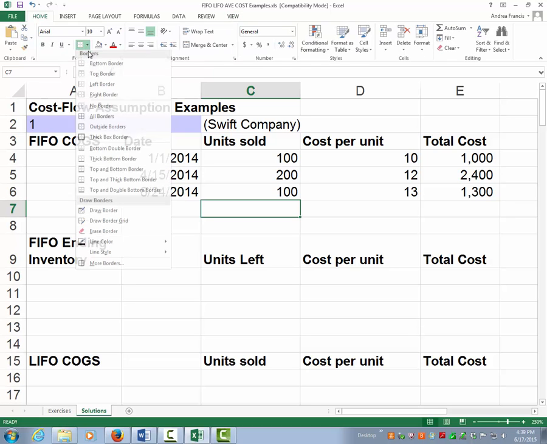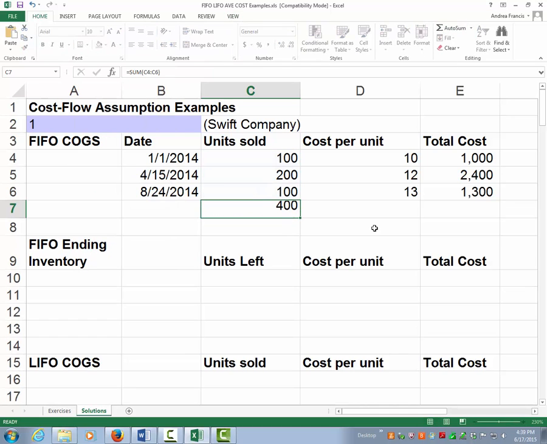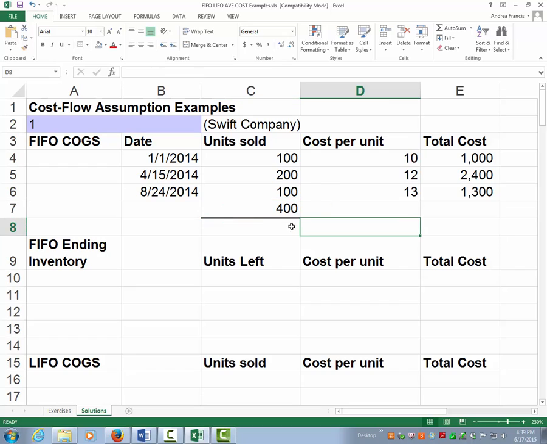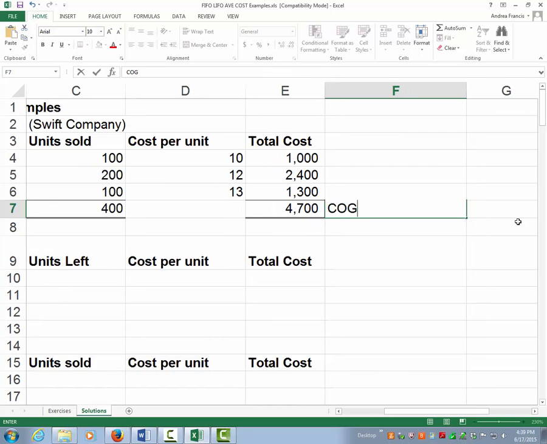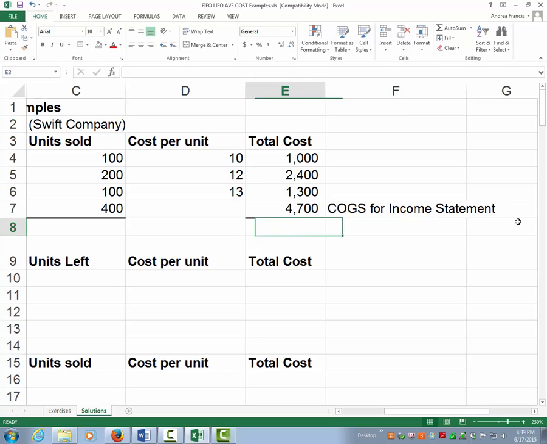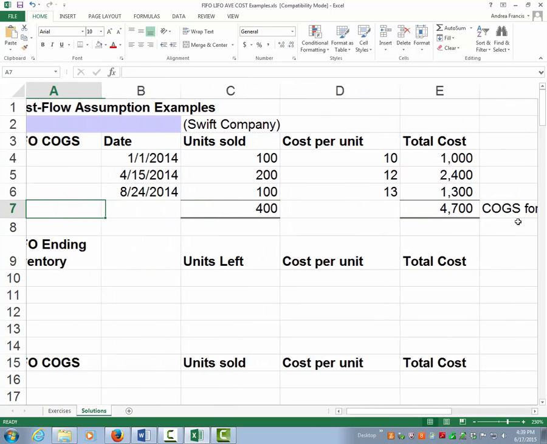When we add up, you notice that we have 400 units exactly. Be careful, you have to stop counting at 400 because that's the number of units that were sold. We do not add up the cost per unit because that's per individual unit, but we will sum this total cost, and this will represent the cost of goods sold for our income statement. Remember, cost of goods sold is an expense that we recognize in the income statement.